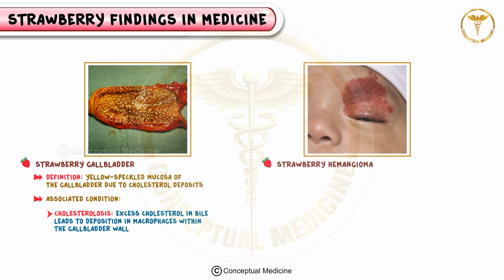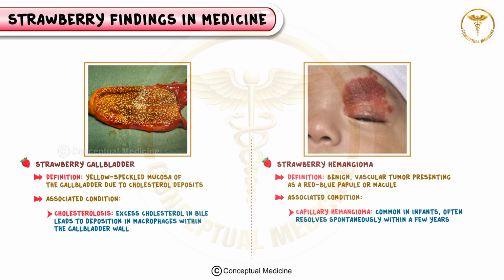Strawberry hemangioma, on the other hand, is a benign vascular tumor presenting as a red or blue papule or macule. Commonly seen in infants, approximately 10% develop this condition. These lesions grow rapidly during the first year, but usually shrink and disappear by 5 to 10 years of age. Though they rarely cause complications, large hemangiomas may require intervention.